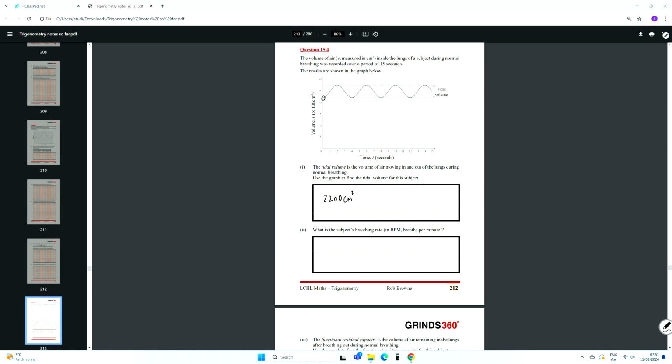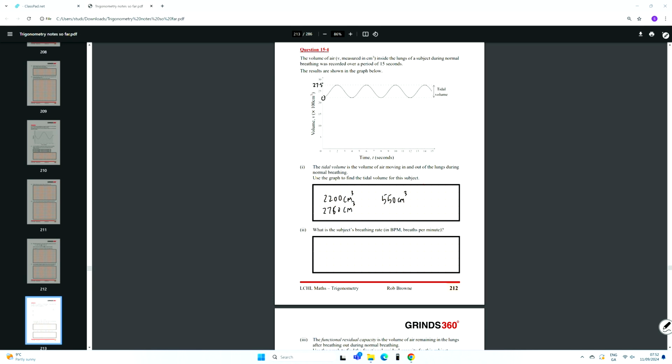That's when you breathe out. And if I go across on the top there, that's 27.5. You can see that's halfway between 25 and 30. And if I multiply that by 100, that's 2750. Right? So the difference between those two is the amount of air that's moving in and out of the lungs during normal breathing, and that's 550. Okay, so it's 550 centimeters cubed. Is the tidal volume, the volume of air moving in and out of the lungs during normal breathing.